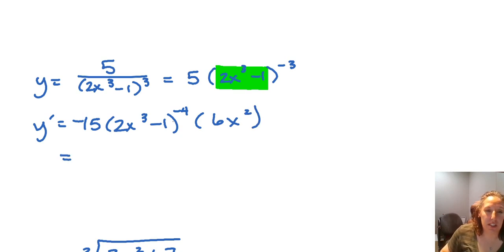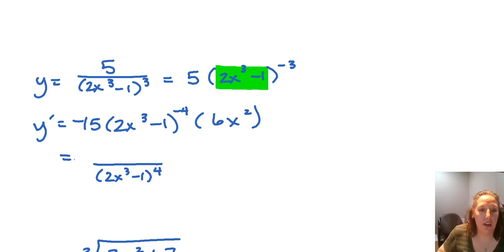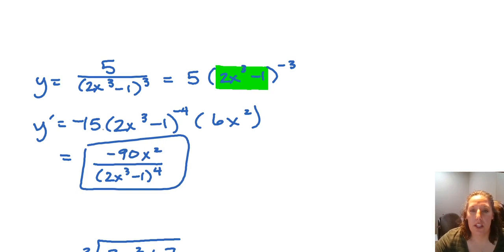And that's going to give us, we'll go ahead and put that negative back down in the exponent. So we've got our 2x cubed minus 1 raised to the 4th on the bottom. In the numerator, we get 6 times 15. That'll be negative 90x squared, which is the same thing you would get if you applied the chain rule and the quotient rule to this problem, and then simplified it as much as you could. All right, let's look at one more example.